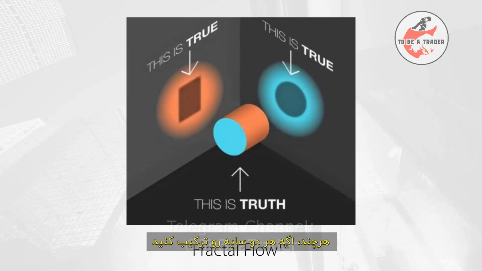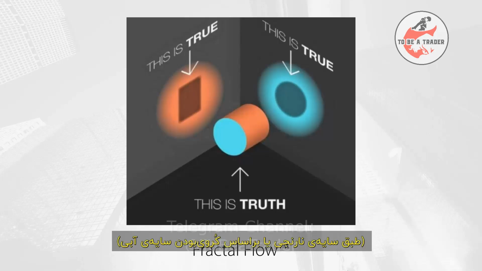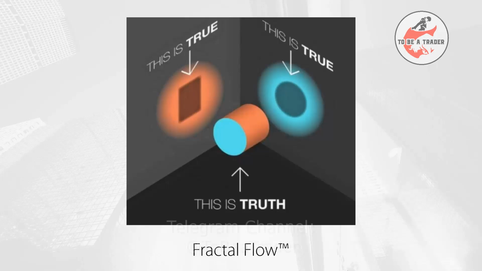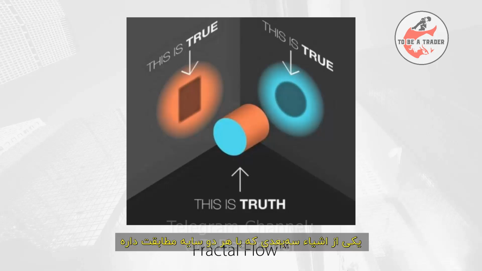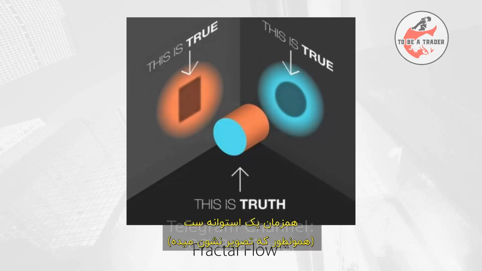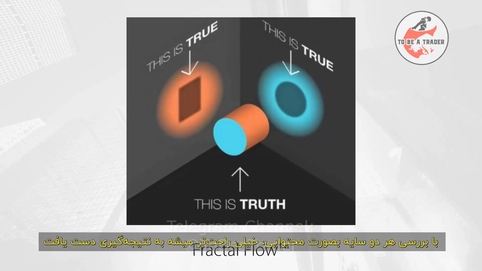However, if you combined both shadows, you would eliminate the possibility that the tridimensional object was a cube according to the orange shadow or a sphere according to the blue shadow. It's something in between. One of the tridimensional objects that fit both shadows simultaneously is a cylinder like the picture shows. The conclusion could be much more easily obtained by looking at both shadows contextually.